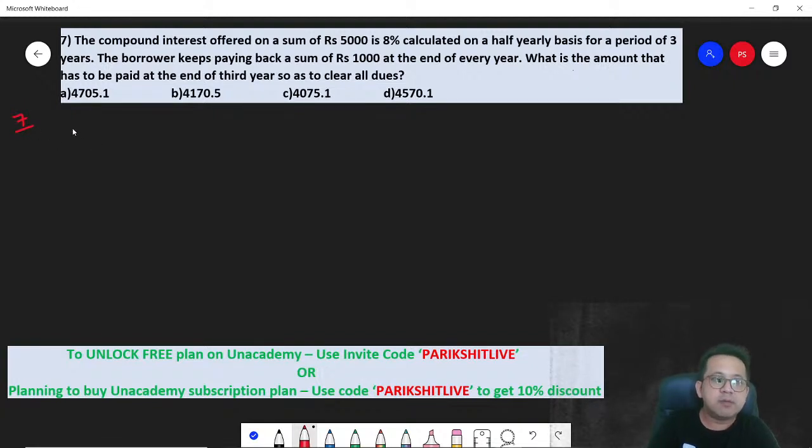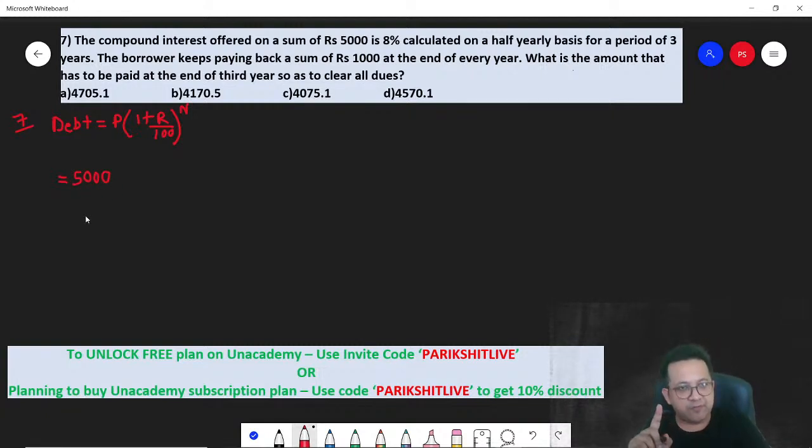So how much is it? Remember, the total debt, the amount, is P into 1 plus R by 100 to the power n. So what is P? P is 5,000. What is R? R is the rate of interest per annum. Now they're saying 8% on a half yearly basis, meaning at the end of every 6 months, you will get 4%. 8% on a half yearly basis means 4% per 6 months.